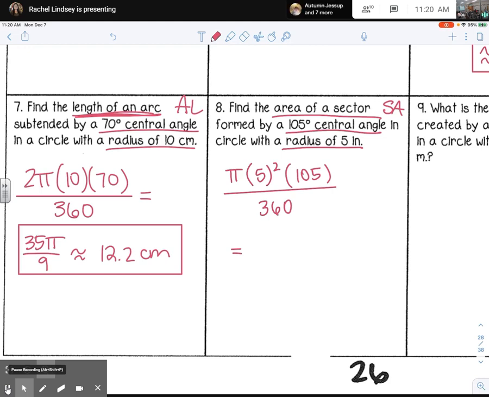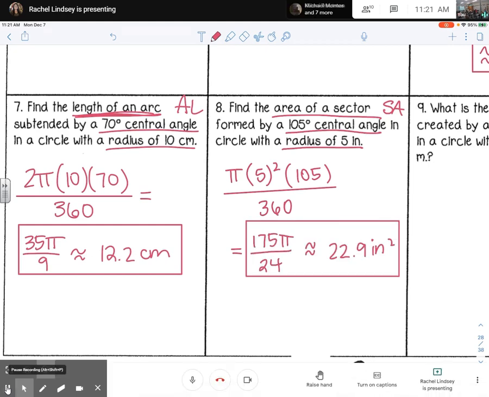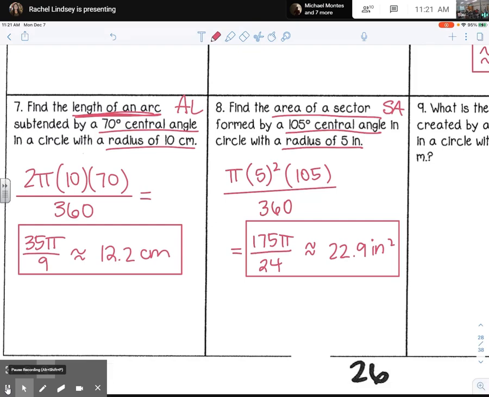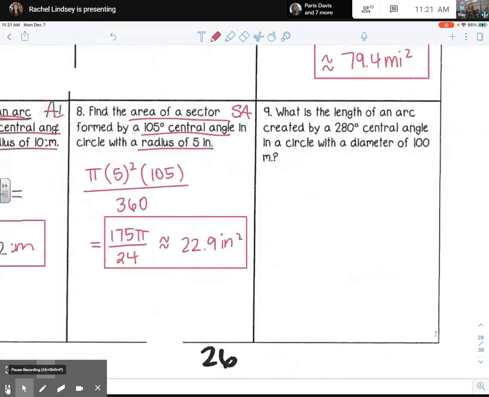That's it, what? Was that necessary? Oh, yeah. It's 175 pi over 24 or 22.9 inches. I've always wanted to see one.